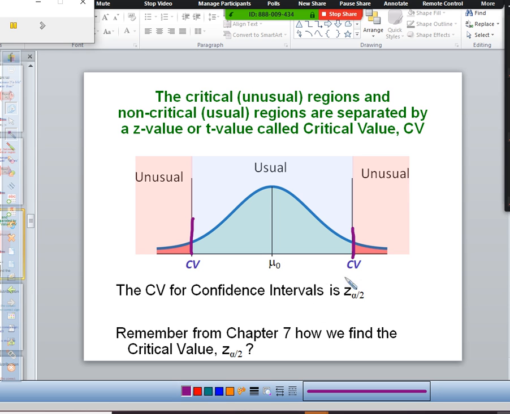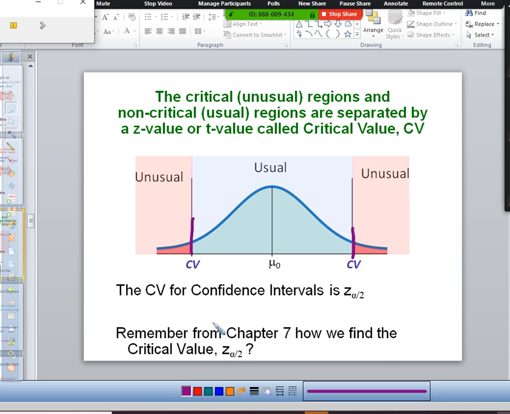Your book will call them Z alpha over 2. That gets really confusing for people. And I found that when I just started calling them critical values, my scores went up a lot. Students did better because they weren't as confused by the Z alpha over 2. On the exams they'll be called critical values. And in the homework, just remember that Z alpha over 2 is the same thing. It just means critical value.